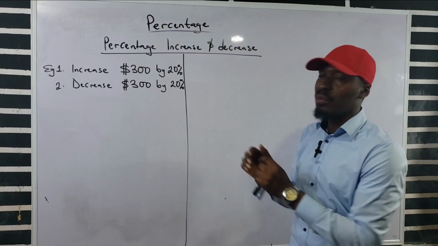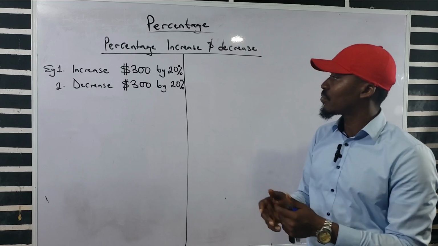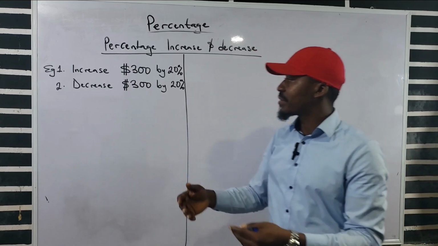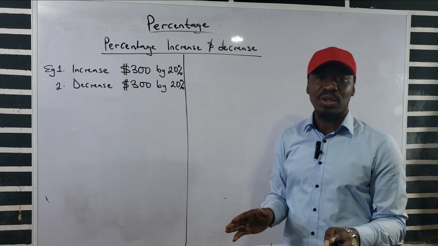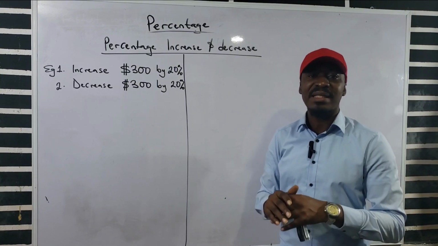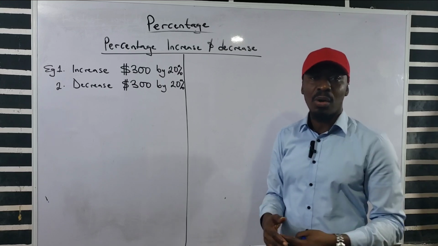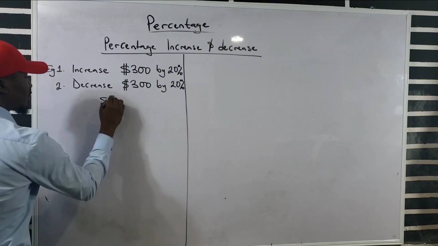They are very simple questions. We are asked to increase $300 by 20%. Then the second question is to decrease $300 by 20%. So I'm going to use the two methods for the two questions, okay, and see which one we can understand better. Solution.